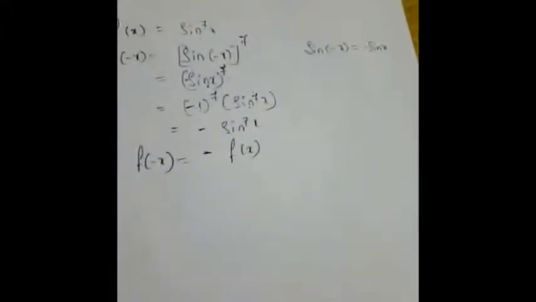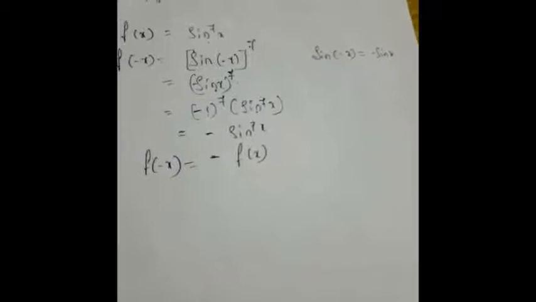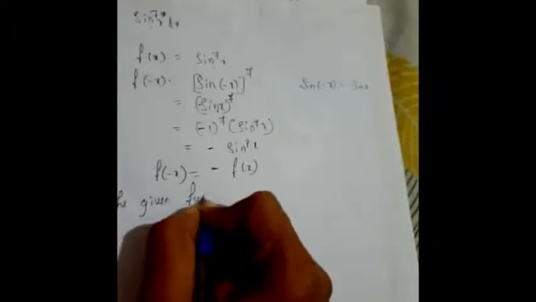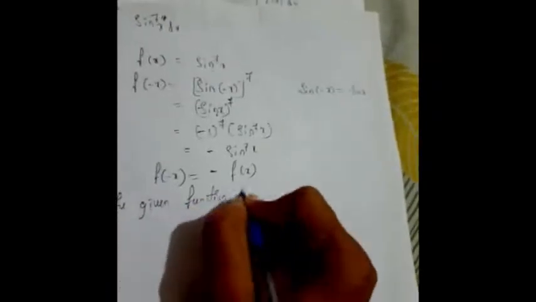Can I write minus as it is and this one as f of x? Yes. Then f of minus x is equal to, we will get what? Minus f of x. Then your conclusion is what? Your given function is odd function. The given function is odd.